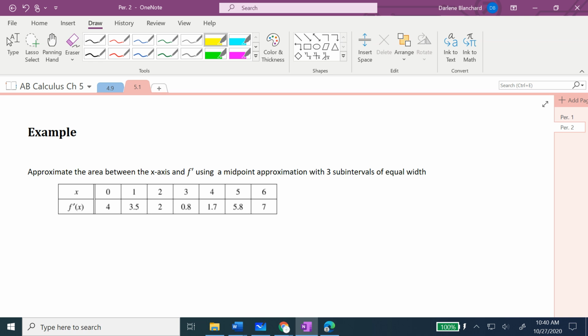We're to approximate the area between the x-axis, and you've got to be careful because they will sometimes, you don't need to worry about the fact that this is f prime because they're giving you values of f prime. So you are still looking at area under a curve. It just happens to be named f prime. We are using a midpoint approximation. Sometimes I'll see them say a midpoint Riemann sum with 3 subintervals of equal width.